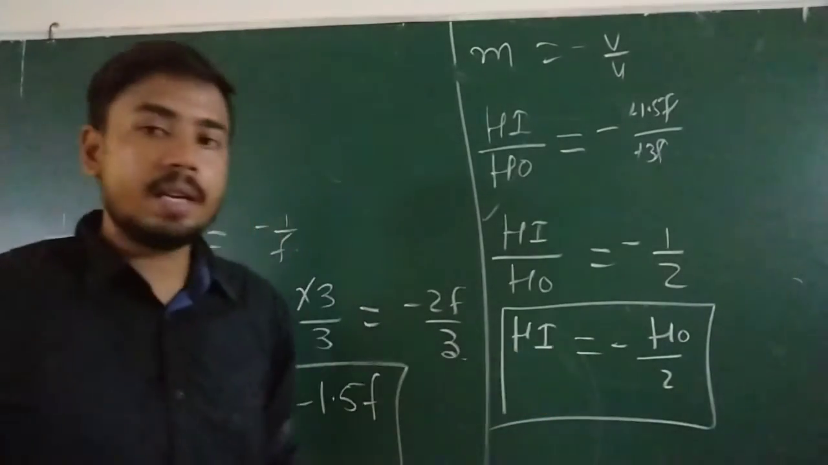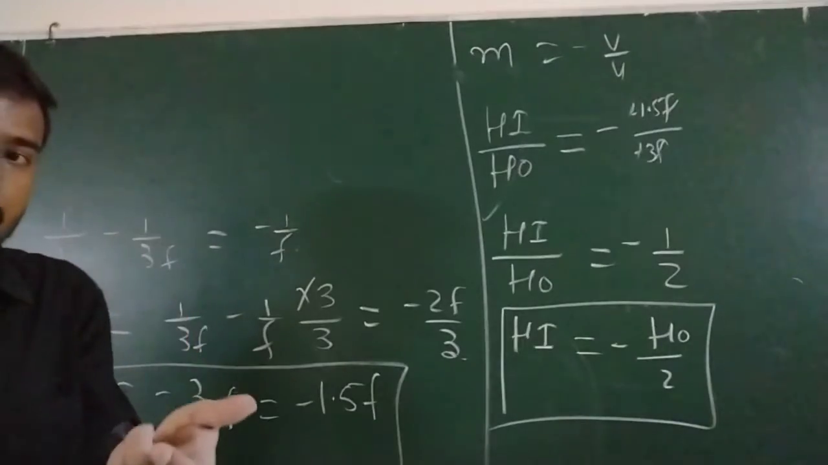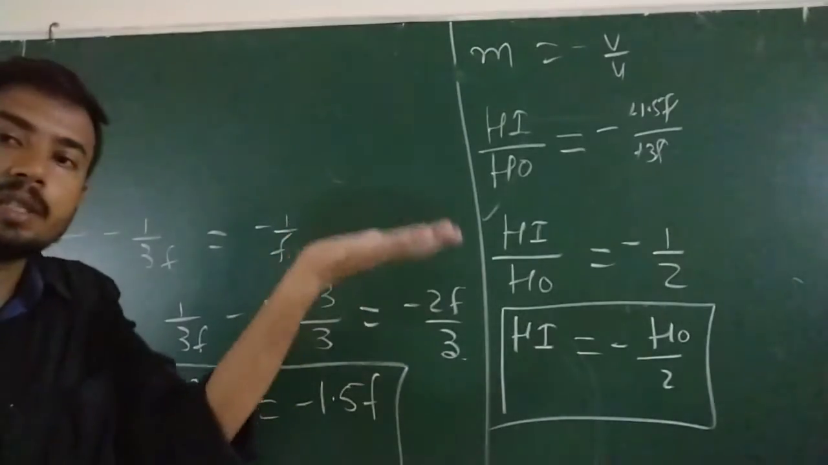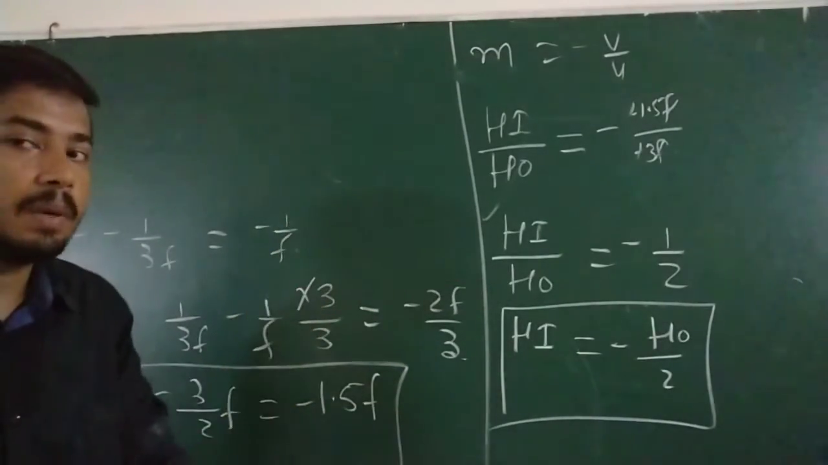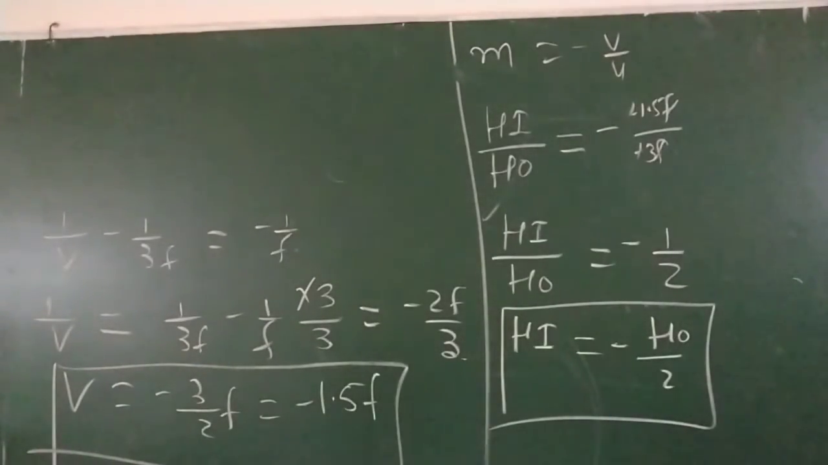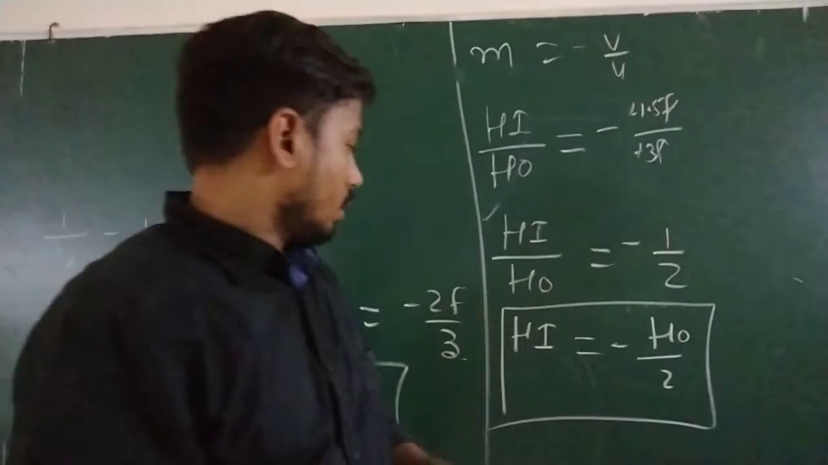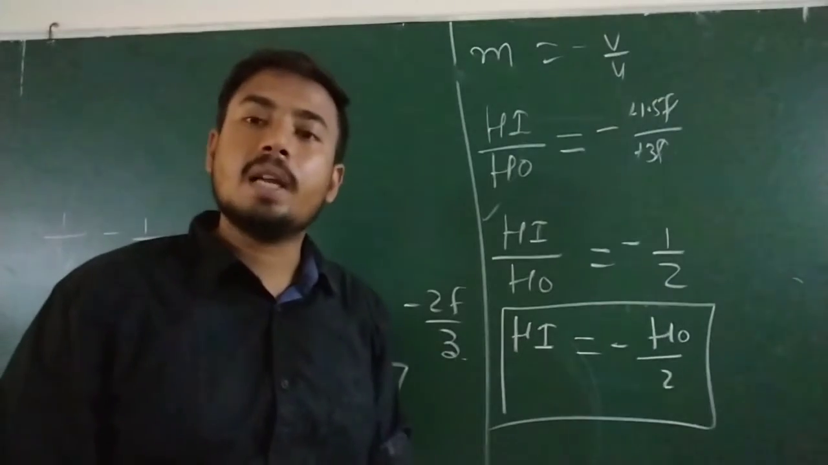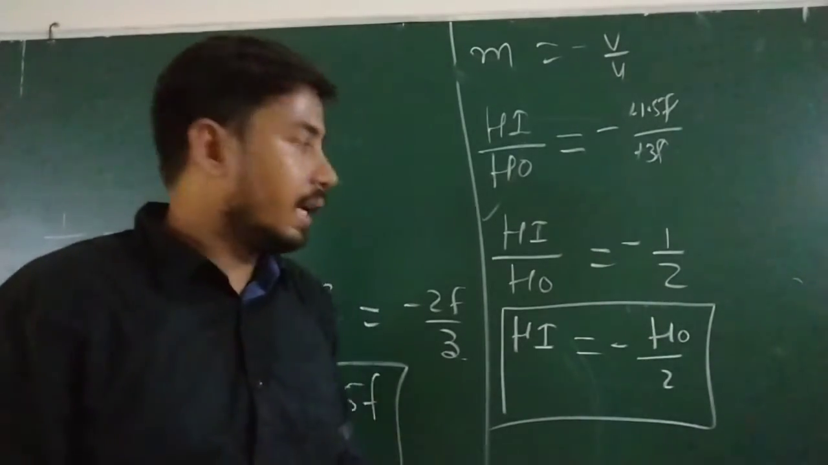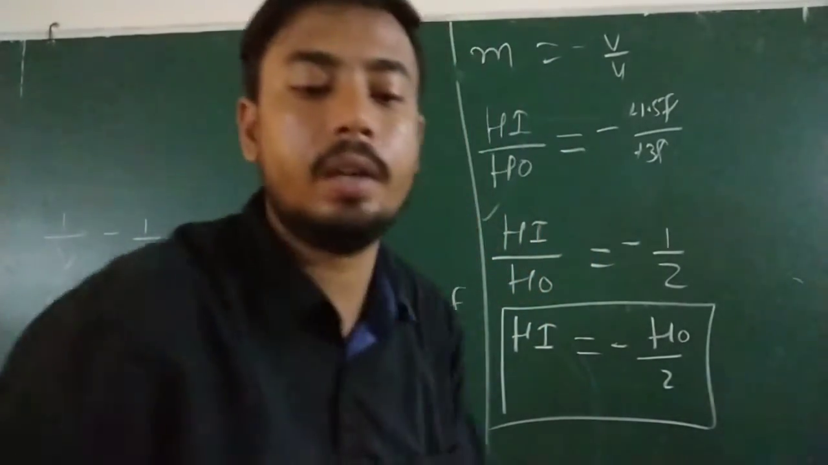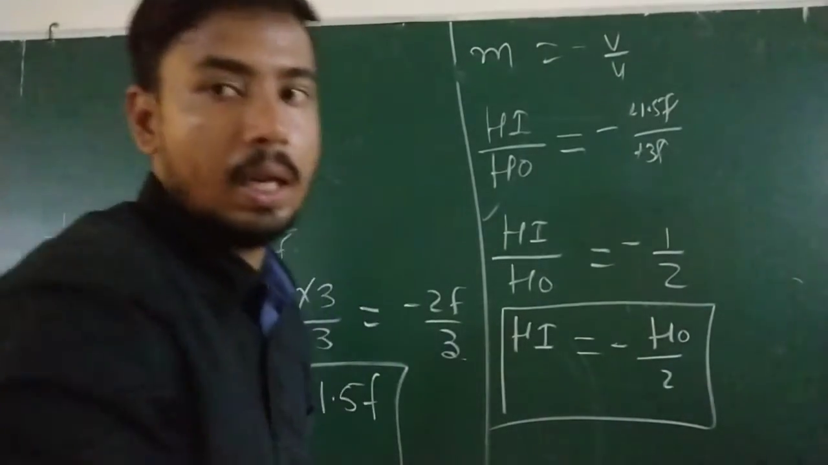What is the significance of this minus? This minus represents reversal. I have already told you in sign convention, all heights above the principal axis we take positive and below the principal axis we take negative. See, the object is here above the principal axis in our diagram. It means the image will be below the principal axis. It means the image is reversed. And the height is small because it is half of the height of the object. So we can say that the image is inverted, real and smaller in size. This is the second case.